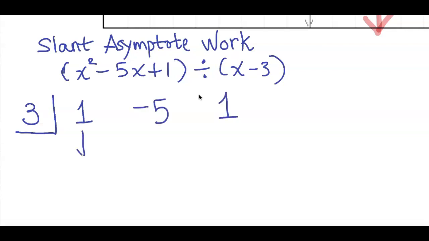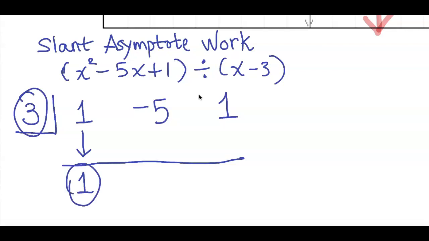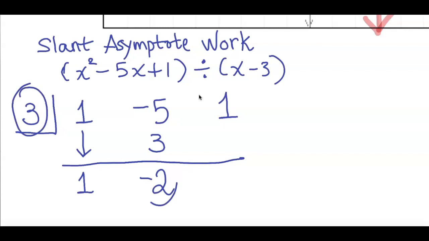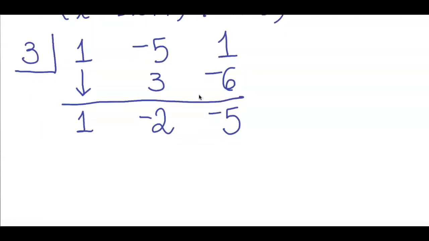Let's go find that quotient. So bring down the 1. 3 times 1 is 3. Add, I will get -2. 3 times -2 is -6. Add, and I get the useless remainder of -5. We don't care about the remainder. So the slant asymptote is this.